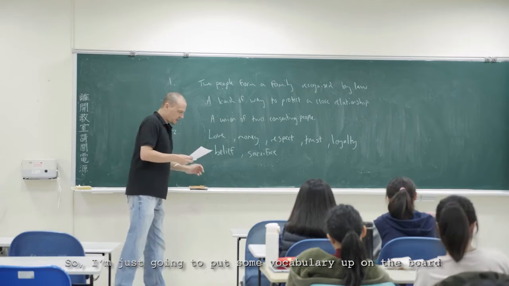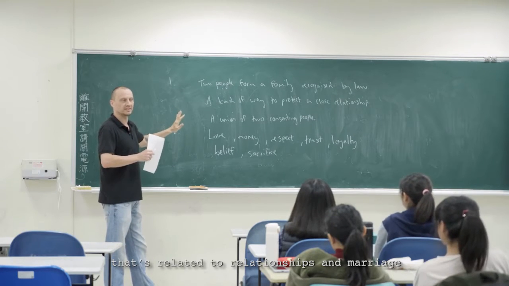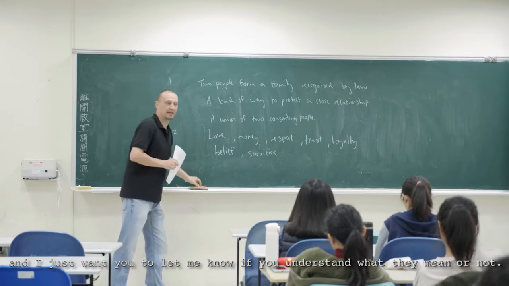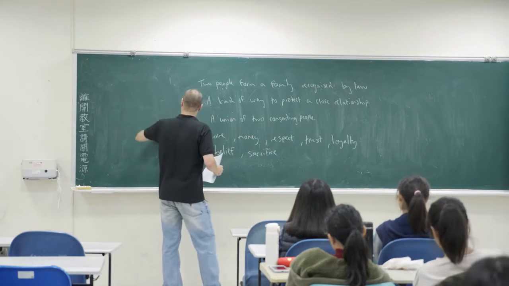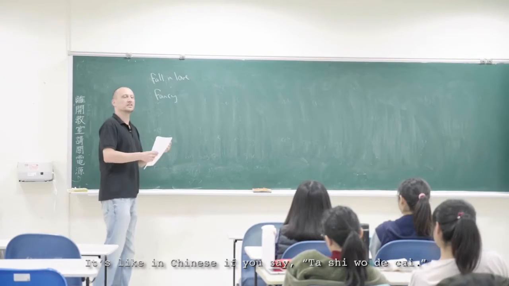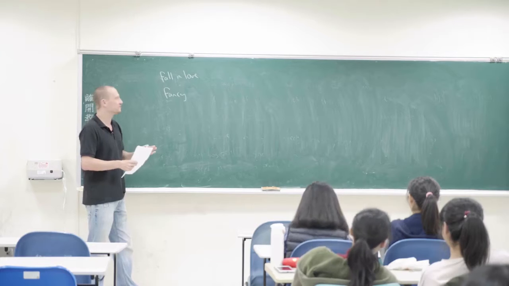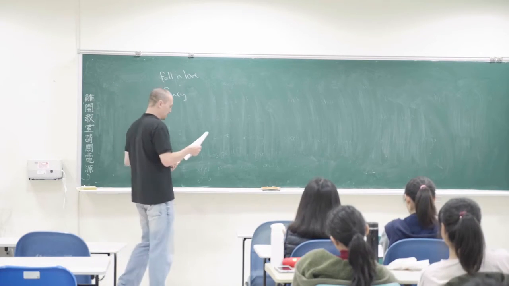Okay, so you already know that we're on the theme of marriage, right? So I'm just going to put some vocabulary up on the board that's related to relationships and marriage, and I just want you to let me know if you understand what they mean or not, okay? So we'll get this. It's like in Chinese if you say "ta shi wo de cai," yeah? Yes, that means that you fancy that person. It means the same kind of thing, okay?